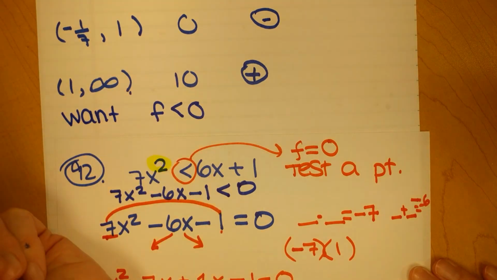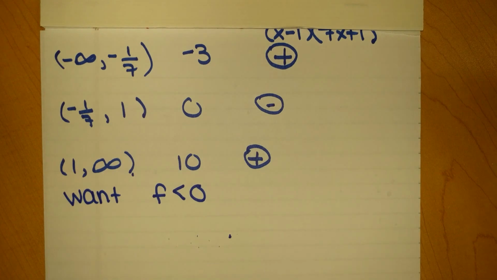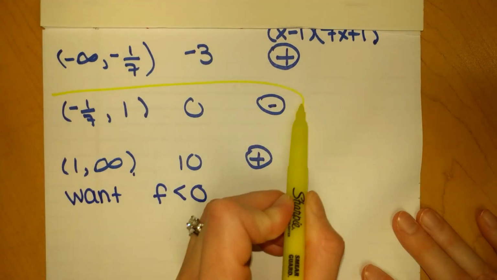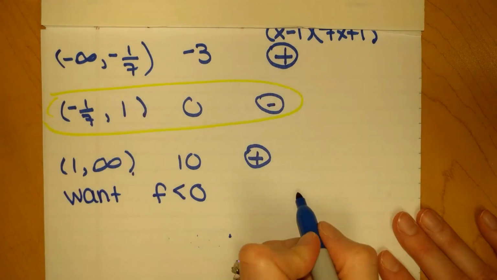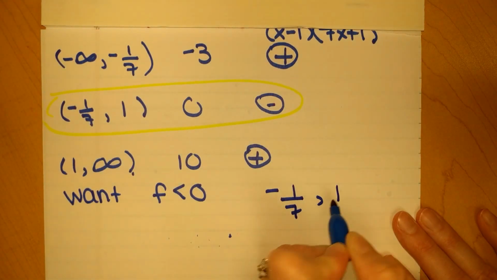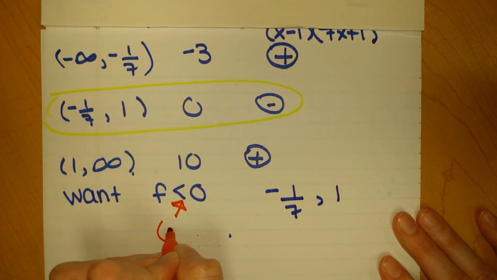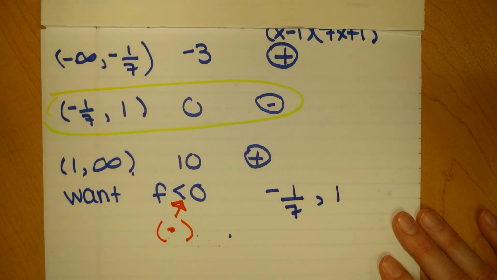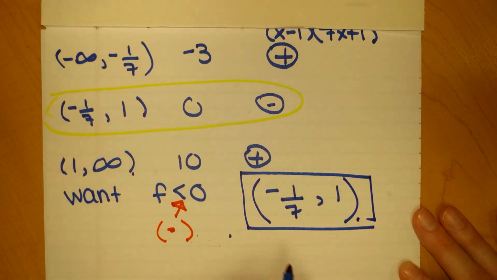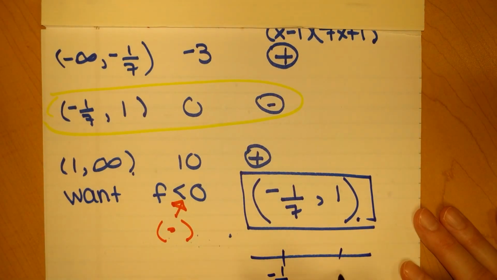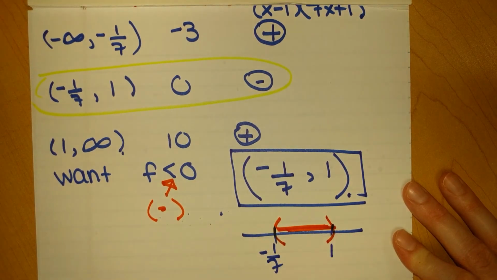So even in moving all those terms over, we still want that our f of x function is less than 0. We take a look at all of our little numbers, and we see that the one interval where we have it negative, less than 0, is the -1/7 to 1. So that tells us the numbers, the negative 1/7 to 1. Then because this is strictly less than, that tells us to use parentheses. So we'll put a parenthesis, and every single number in that interval from negative 1/7 to 1 is a solution to our inequality.